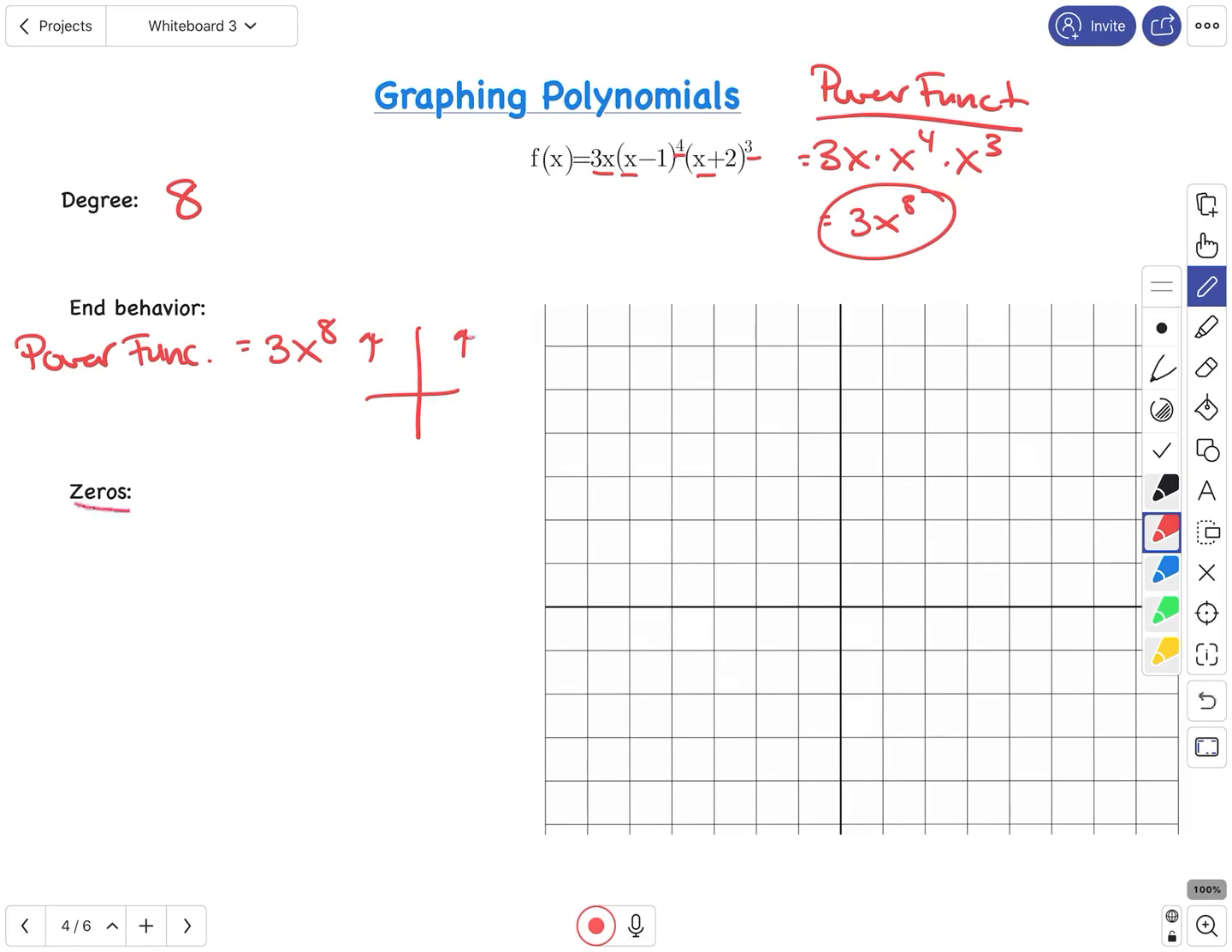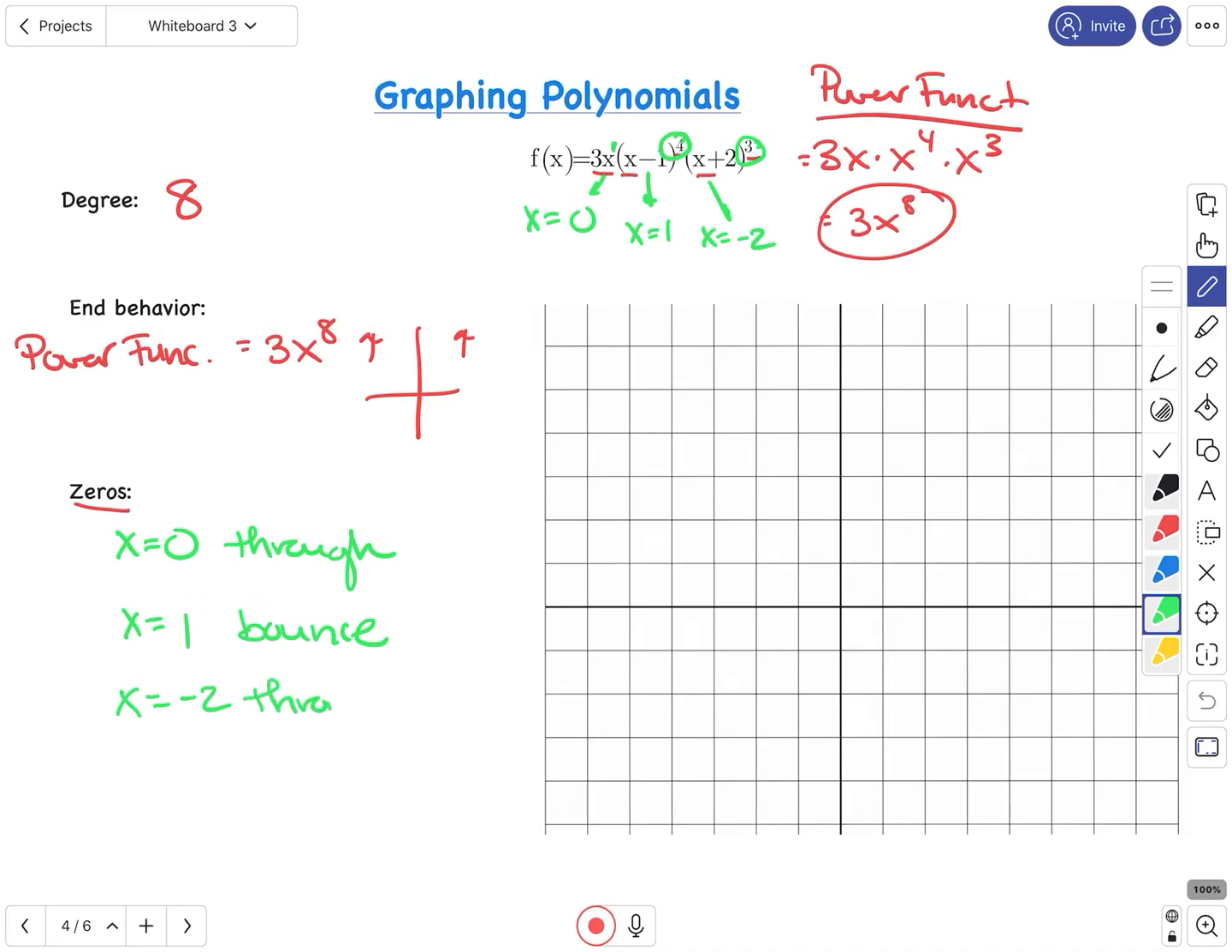Okay, to find the zeros, or the x intercepts, we're going to look at what x values make each part of these equal to 0. Okay, it looks like we've got, in green, x equals 0, x equals 1, and x equals -2. So the x equals 0 for our x-intercept has an exponent of a 1 on it. So this would be a through intercept. The x equals 1, on the other hand, has an even exponent on it. So this would be our first bounce intercept. And then finally, x equals -2 has an odd exponent on it. So this would be another through intercept.